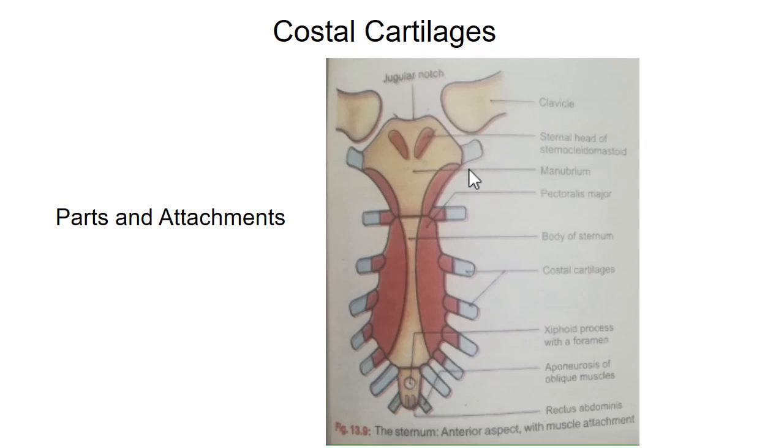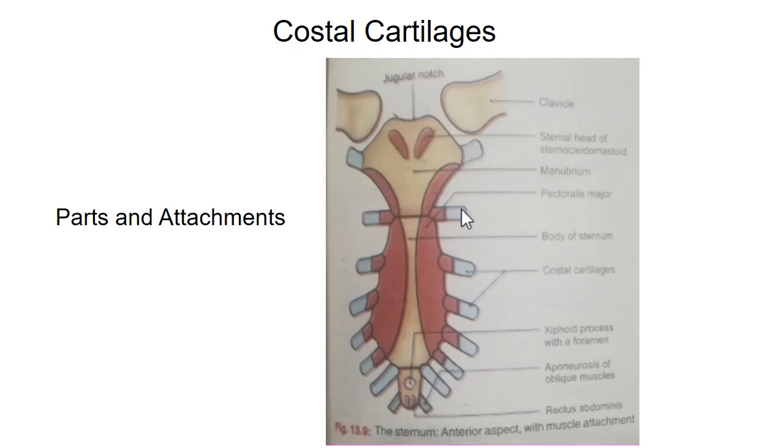Talking about attachments on the anterior surface of costal cartilage, the first costal cartilage articulates with the clavicle and takes part in forming the sternoclavicular joint. This is the clavicle, this is the first costal cartilage. It forms a part of the sternoclavicular joint, so it gives attachment to the sternoclavicular articular disc, the joint capsule of the sternoclavicular joint, the sternoclavicular ligament, and the subclavius muscle.